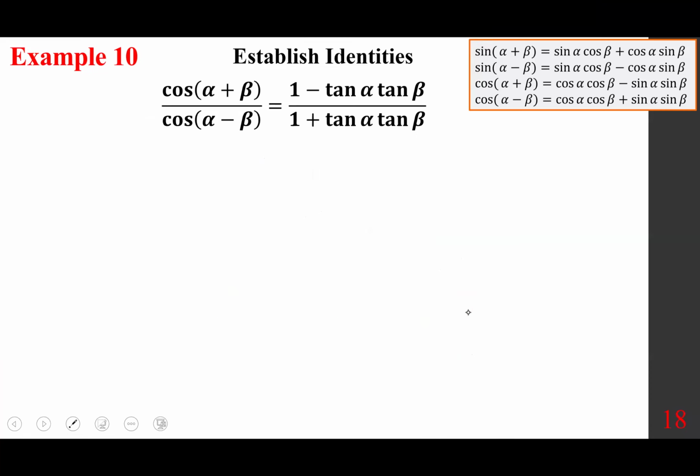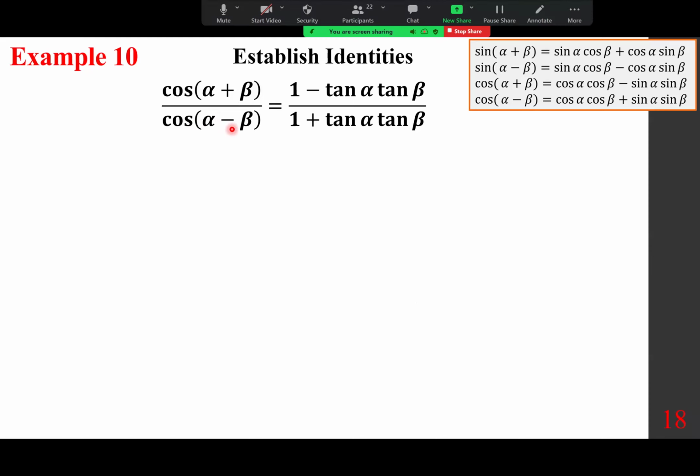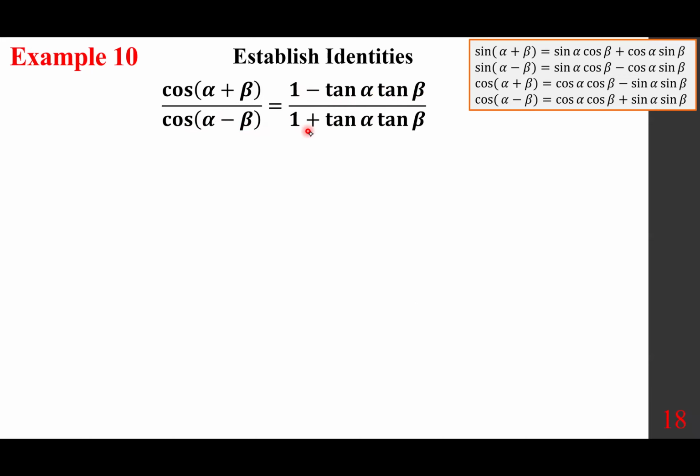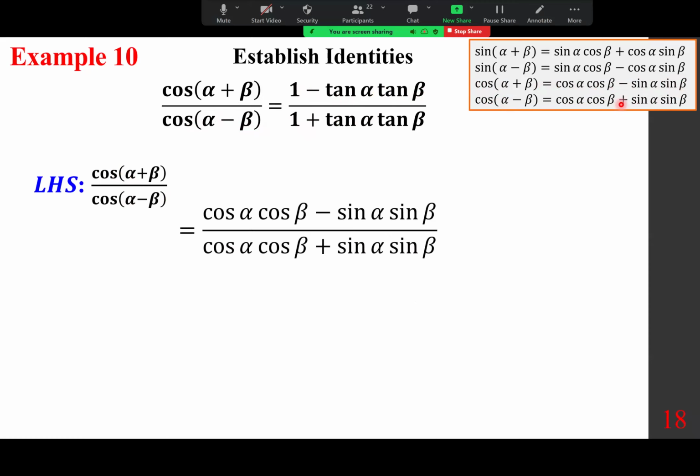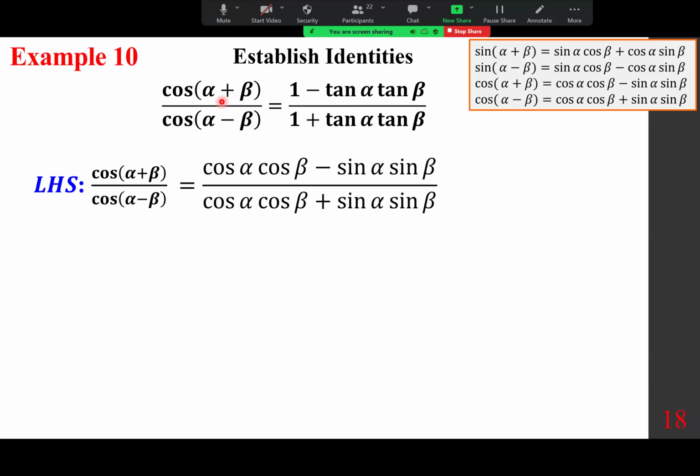We want to establish this identity, everybody. Cosine of alpha plus beta over cosine of alpha minus beta is 1 minus tan alpha tan beta over 1 plus tan alpha tan beta. We start from one side. The left side can be expanded, okay? Because for cosine of alpha plus beta, we can use this one: cosine alpha cosine beta minus sine alpha sine beta. And for cosine of alpha minus beta, we can use this one: cosine alpha cosine beta plus sine alpha sine beta. So that makes it feasible to work with.